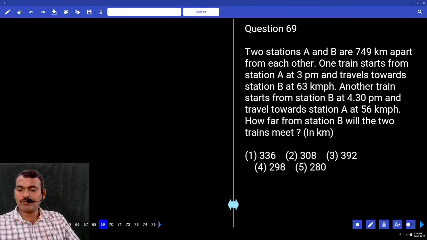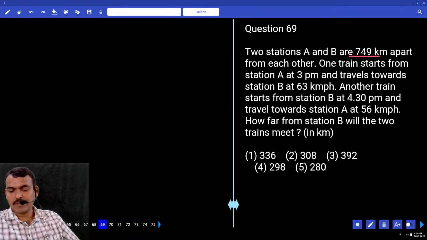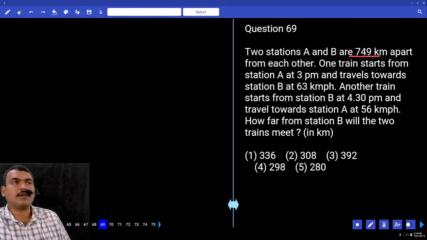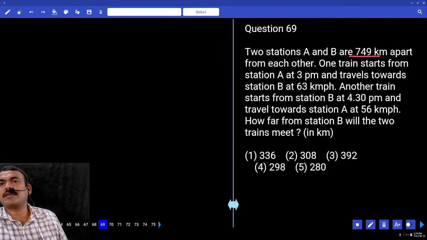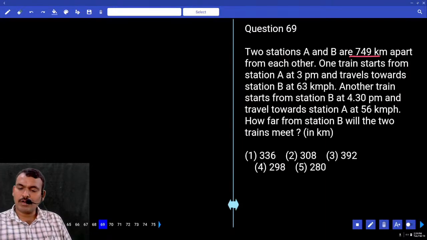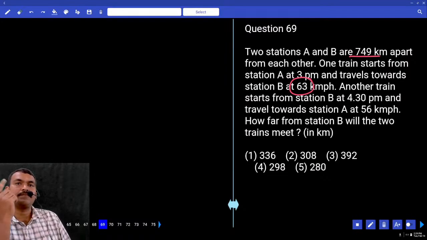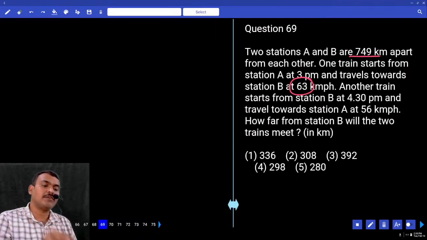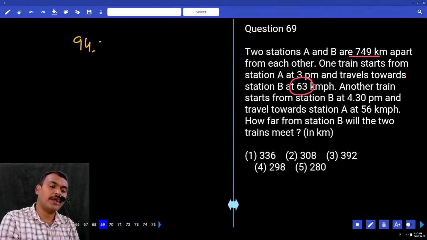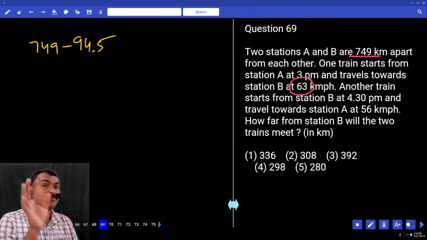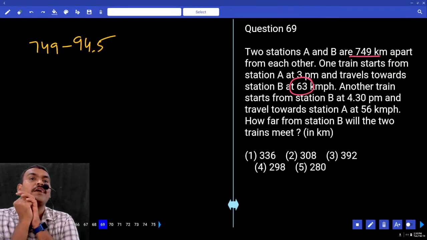What is the distance between two stations? 749. What is the starting time of the first one? 3 p.m. Second one starting time, 4:30. Means in between 3 to 4:30, only the first train travelled or the second train? First train. Means 1.5 hour or only 1 hour? 1.5 hour. What is the 1 hour value of the first train? 63. Half an hour value? 31.5. 63 plus 31.5 is 94.5. Out of 749, already 94.5 is travelled by the first train or the second train?